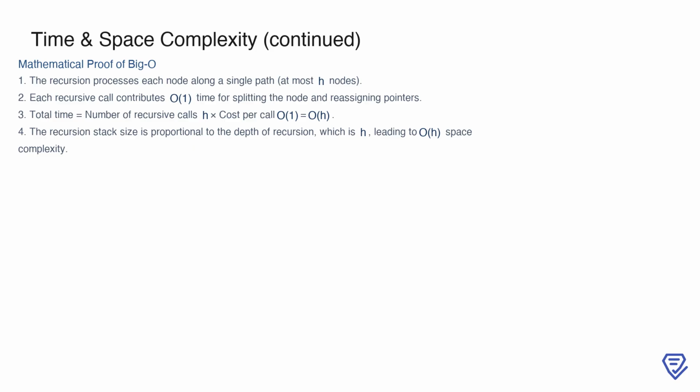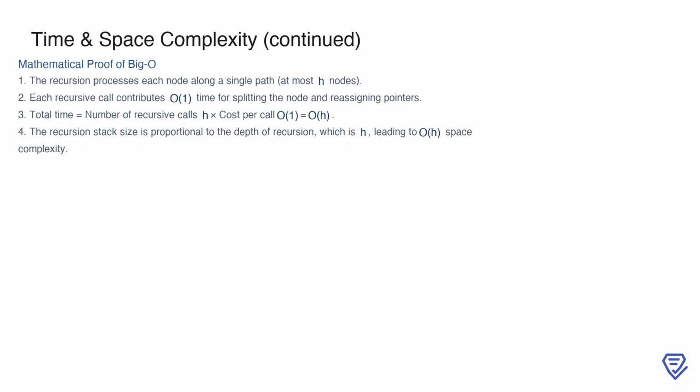Each recursive call processes one node along a single path, with the total number of recursive calls being at most h, the height of the tree. The cost of each recursive call is O(1), as it involves splitting the node and reassigning pointers. Therefore, the total time complexity is the product of the number of calls, h, and the cost per call, O(1), resulting in O(h). Similarly, the recursion stack size is proportional to the depth of recursion, which is determined by the tree's height.